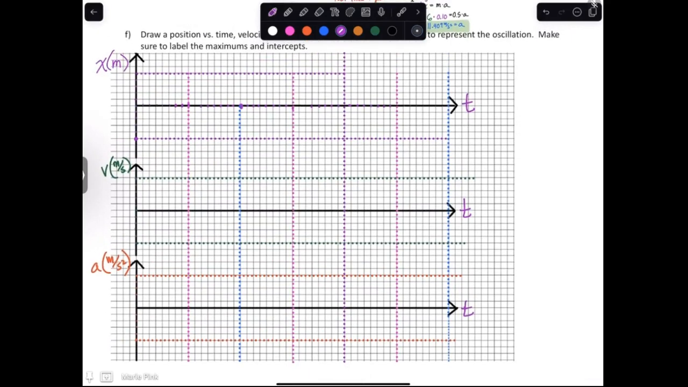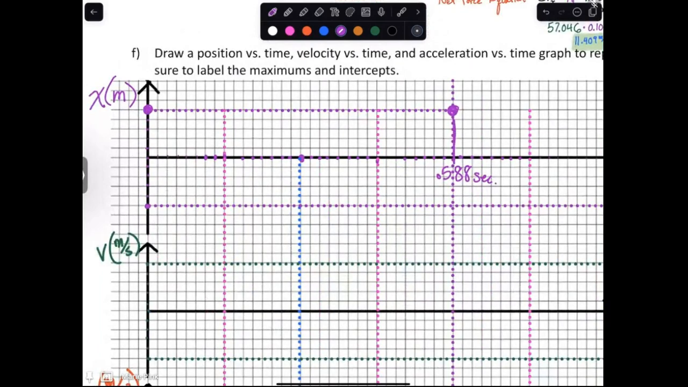And originally the spring was pulled to a positive position. So we're going to start at that maximum position. And then at 0.588 seconds, we need to be back at that same position again. So I'm going to label this as 0.588 seconds. And this is important because all of the different dotted lines that I have on here are so that way we can keep track of these times across all of the different position versus time, velocity versus time, and acceleration versus time graphs. So hopefully it'll just help us to line things up.